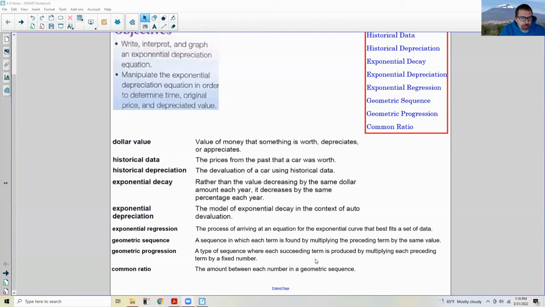And exponential regression is the process of arriving at an equation for the exponential curve that best fits the set of data. We'll use a TI calculator for that, or possibly Desmos, we'll see. Geometric sequence is a sequence in which each term is found by multiplying the preceding term by the same value. And the geometric progression, a type of sequence where each succeeding term is produced by multiplying each preceding term by a fixed number. And that fixed number is called the common ratio. It's the amount between each number in a geometric sequence.